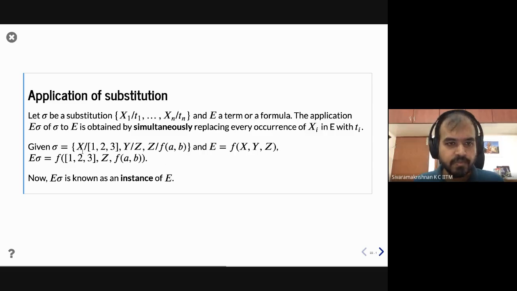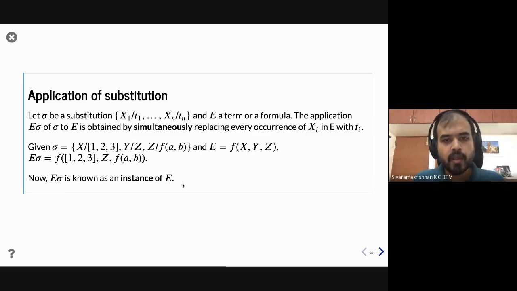Here is an example. So the substitution that I have is x/1, 2, 3, y/z and z/f(a, b), and I have the term xyz, right? All you do is for x substitute 1, 2, 3, for y substitute z, and for z substitute f(a, b). So this is how we apply a particular substitution to a term.